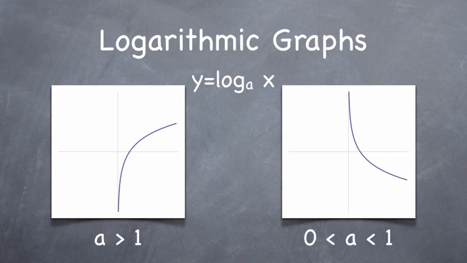So we're going to be looking at graphs of logarithms. We're also going to look at a word problem where we're going to use this property of logarithms, the fact that logarithms and exponential functions are inverses, to solve a particular kind of word problem.